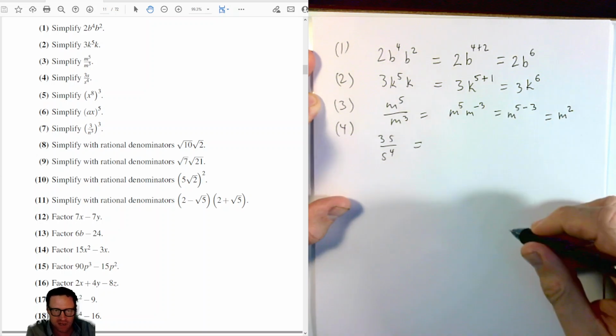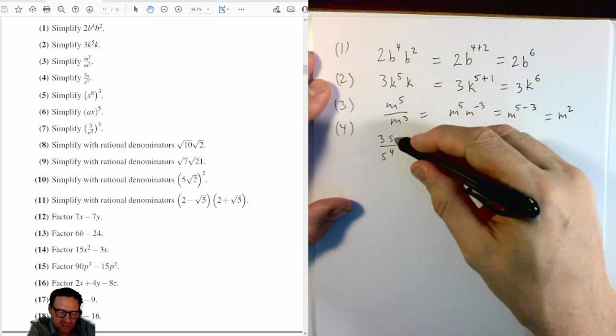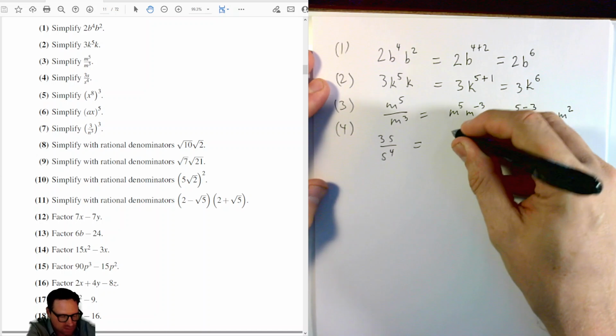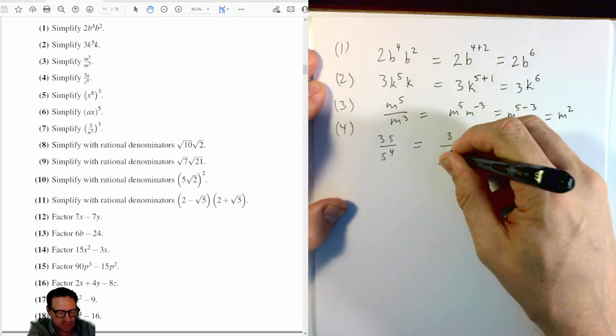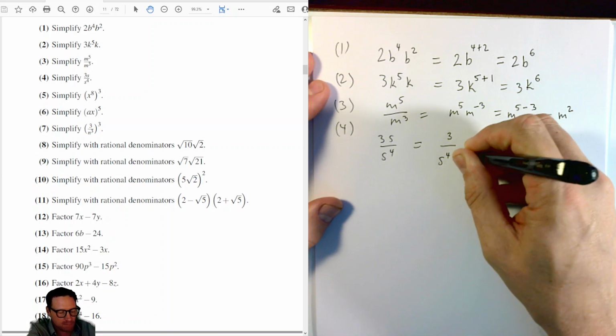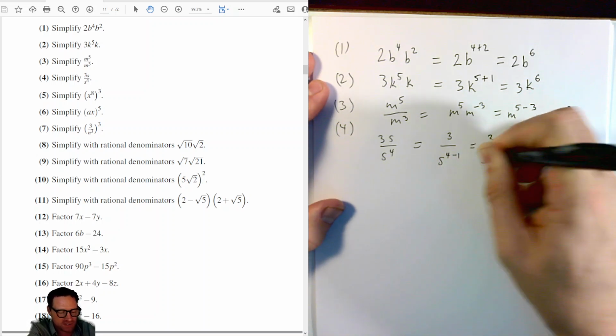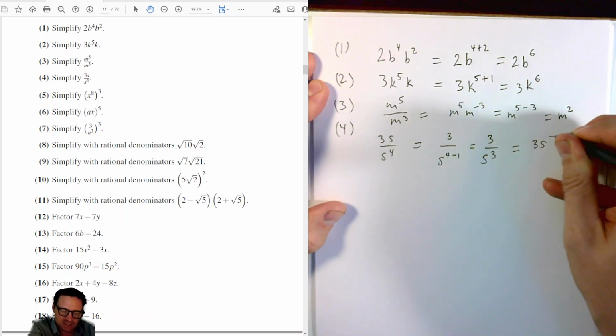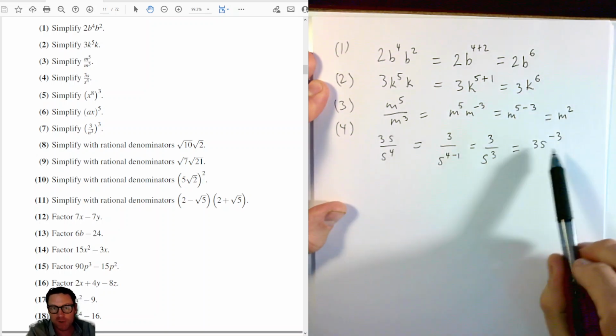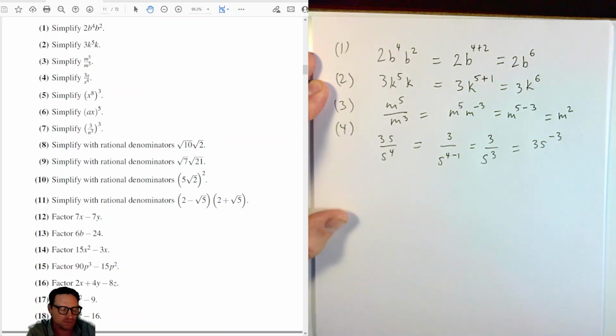Well, we could do this in a couple of ways. So we could take this s downstairs to the denominator and say that this is 3s to the power of 4 minus 1, or 3 over s cubed, but this is also the same as 3s to the minus 3. So I would say both of these are equally simplified here.